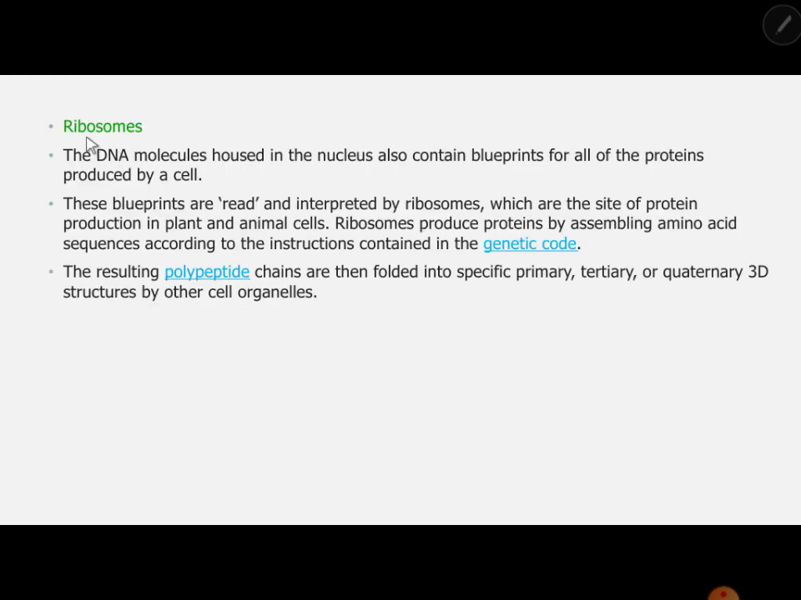Let's look at the ribosomes. The DNA molecules housed in the nucleus also contain blueprints for all the proteins produced by a cell. So the main function of the ribosomes is to promote protein synthesis. These blueprints are read and interpreted by ribosomes, which are the sites for protein production in plant and animal cells. Ribosomes produce proteins by assembling amino acid sequences according to the instructions contained in the genetic code.